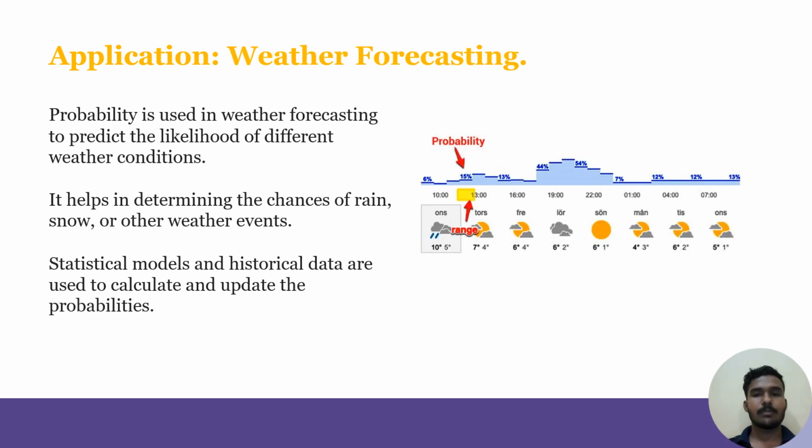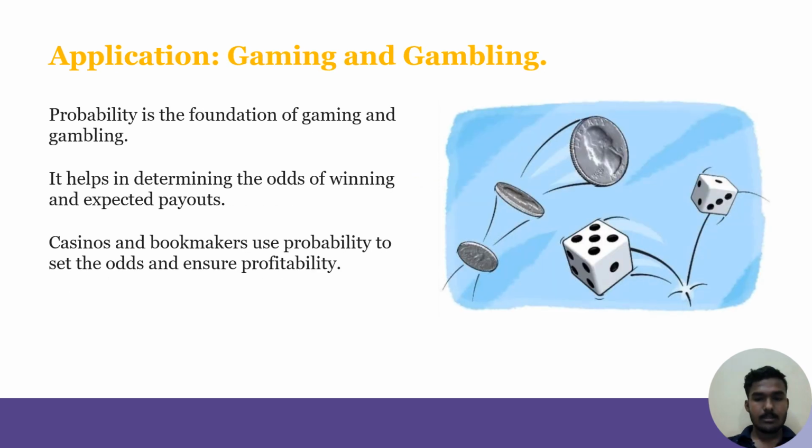Probability in weather forecasting. Probability is used in weather forecasting to predict the likelihood of different weather conditions. It helps in determining the chance of rain, snow, and other weather events. Statistical models and historical data are used to calculate and update probabilities.